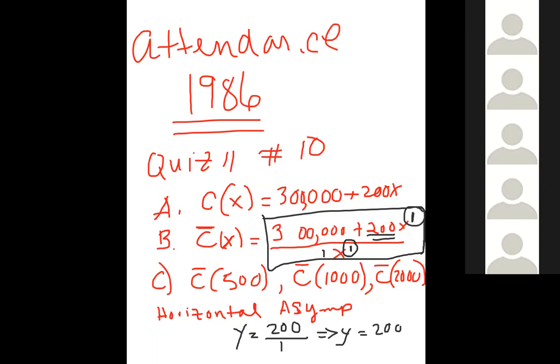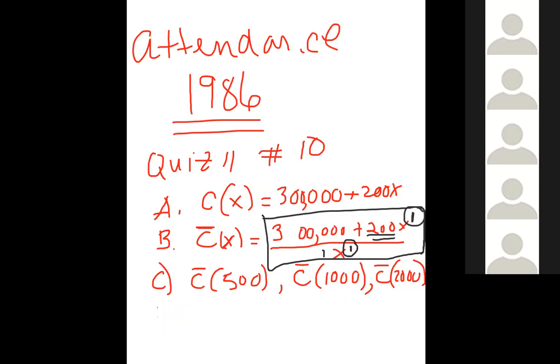All right, so now let's go back to part C, guys. Part C is this. What is the average cost of producing 500 mountain bikes, 1,000 mountain bikes, 2,000 mountain bikes? So what you do is you go into the average cost function, which is this one right here, okay? And you're going to substitute 500 in for X, 1,000 for X, 2,000 for X.